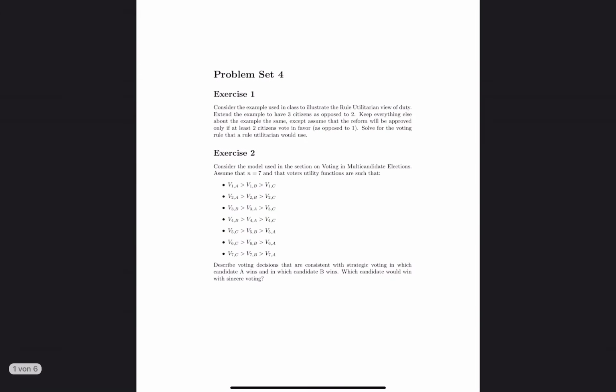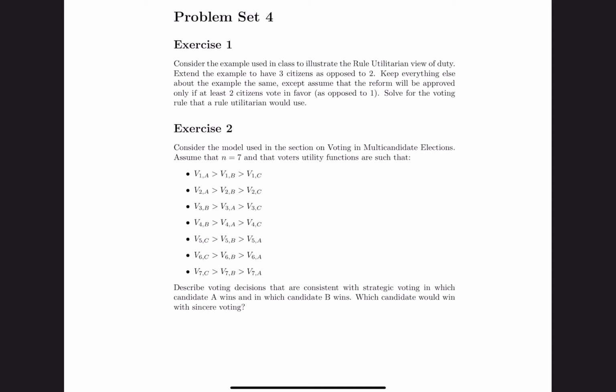So let us come to the second exercise. Consider the model used in the section on voting in multi-candidate elections. Assume that n equals 7 and that voters' utility functions are given by these relations here. So we have three candidates, A, B, C in this model, and 7 voters denoted by 1 to 7.